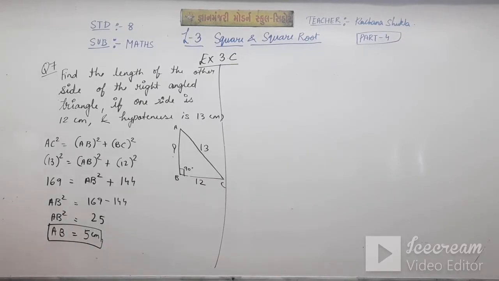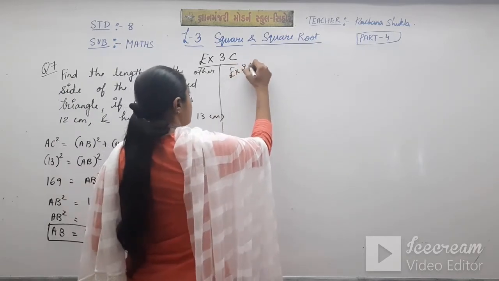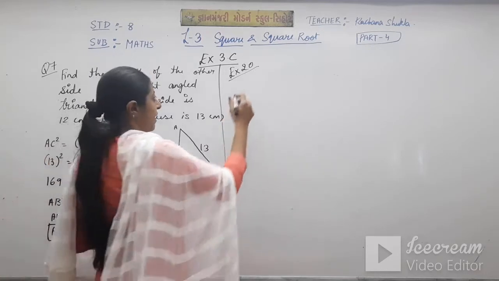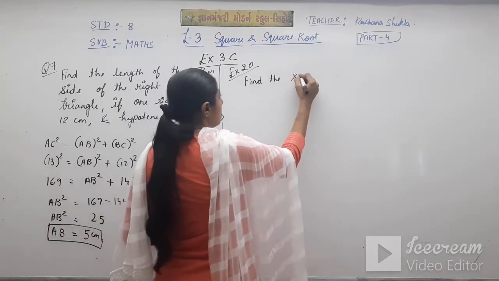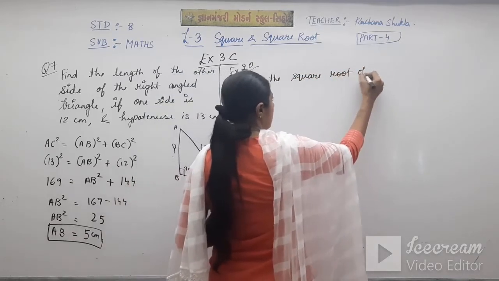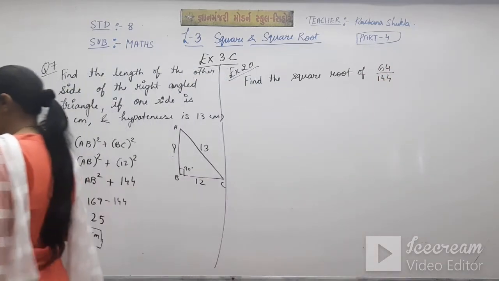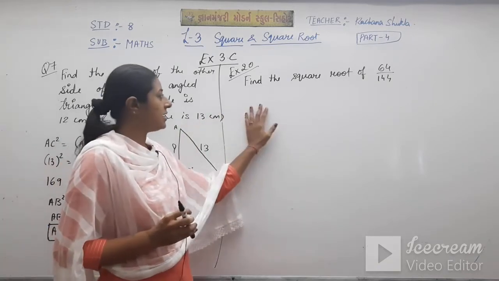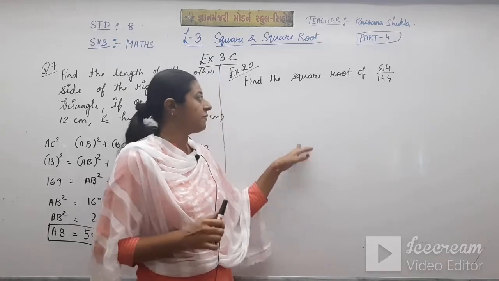Now our next topic is example 20. Yes, we will solve example 20. Find the square root of 64 upon 144. See, the question is find the square root of 64 upon 144.